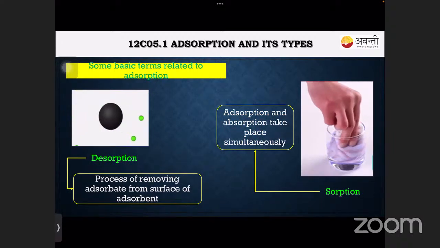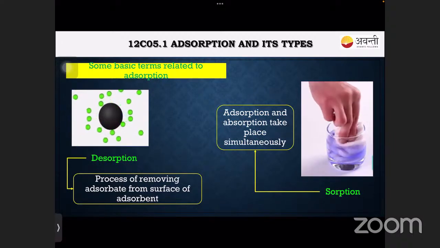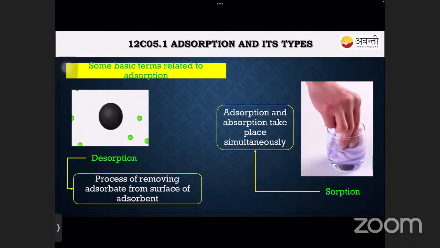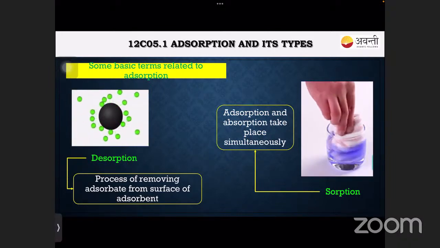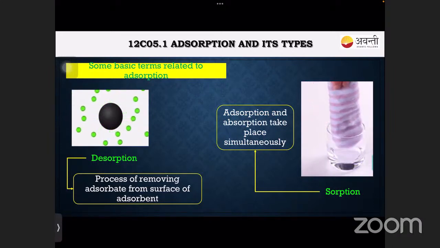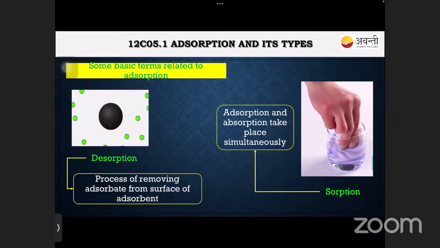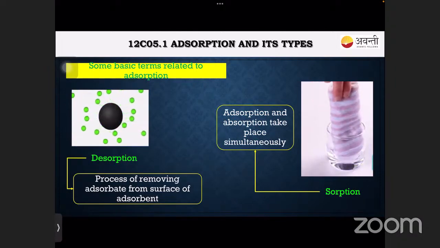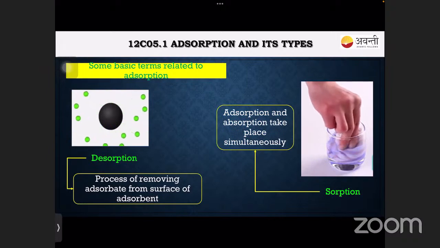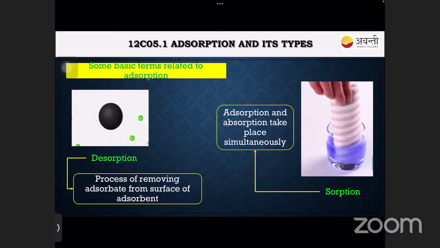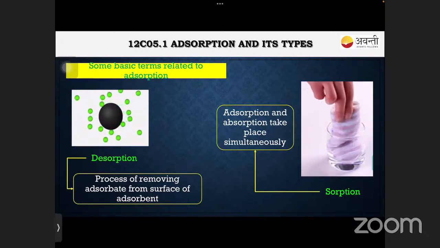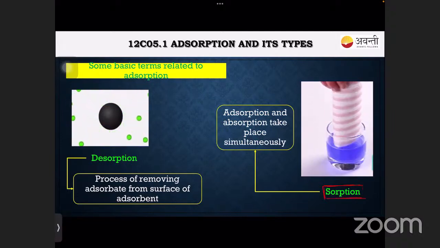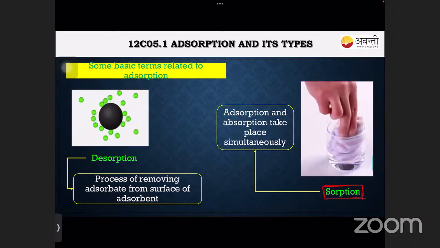But yeah, let's continue. Now, let's speak about some basic terms related to adsorption. Until now, what we have seen is that the gas molecules, called the adsorbate, were attached over the surface of the adsorbent, that is the metal surface, right? This process where the molecules are being adsorbed on the surface is known as the sorption process.